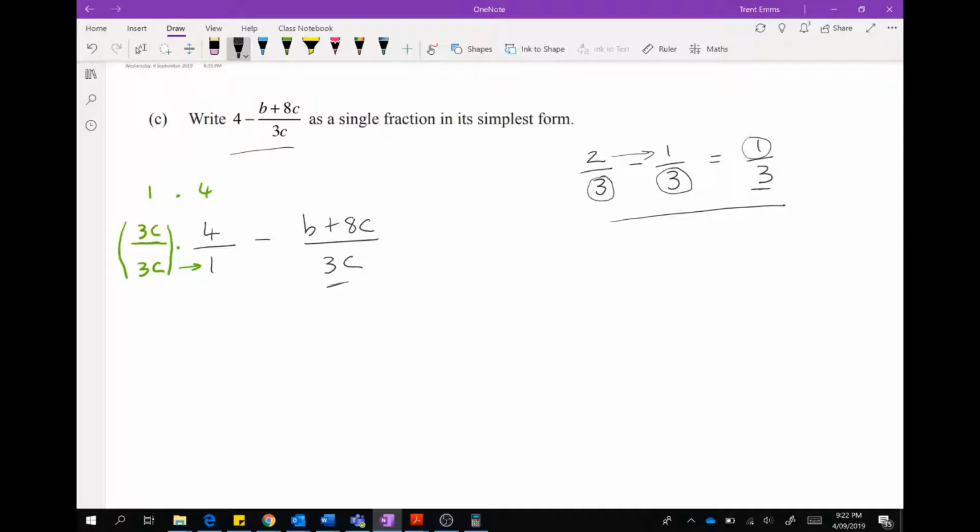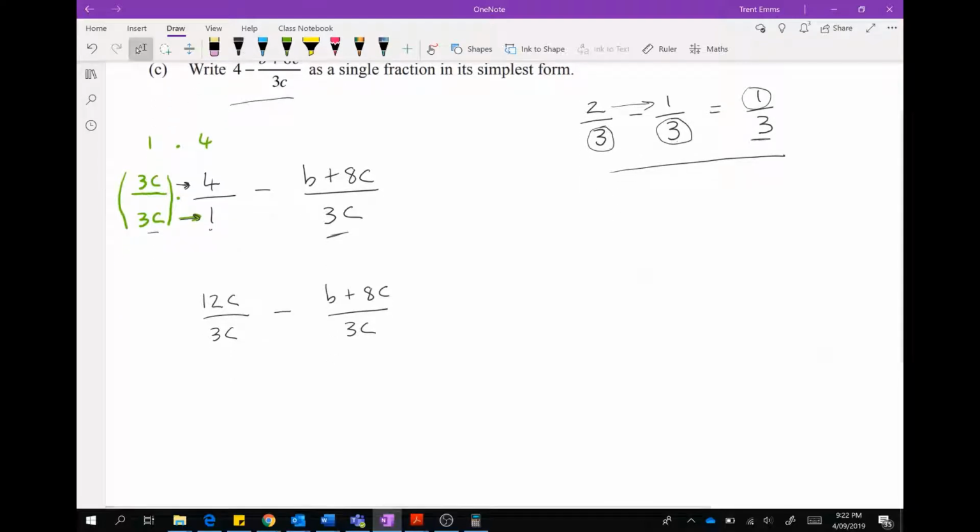When we multiply fractions, we just times tops and bottoms. 4 times 3c will give us 12c, and the 1 times the 3c will give us 3c, and that's what we need. Minus, and we've got our b plus 8c over 3c. So we're just about there.